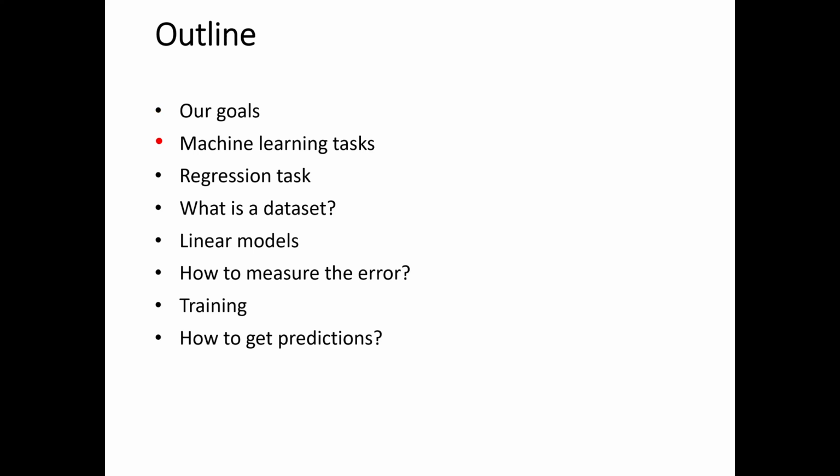Then we will look at the main types of machine learning tasks and take a closer look at the regression task. We will explore the concept of a dataset in detail, along with related terminology. We'll examine what linear models are and how to measure errors in regression tasks. Next, we'll move on to training and learn how to build linear regression models using the normal equation. Finally, we'll see how to get predictions on new data using the trained model.